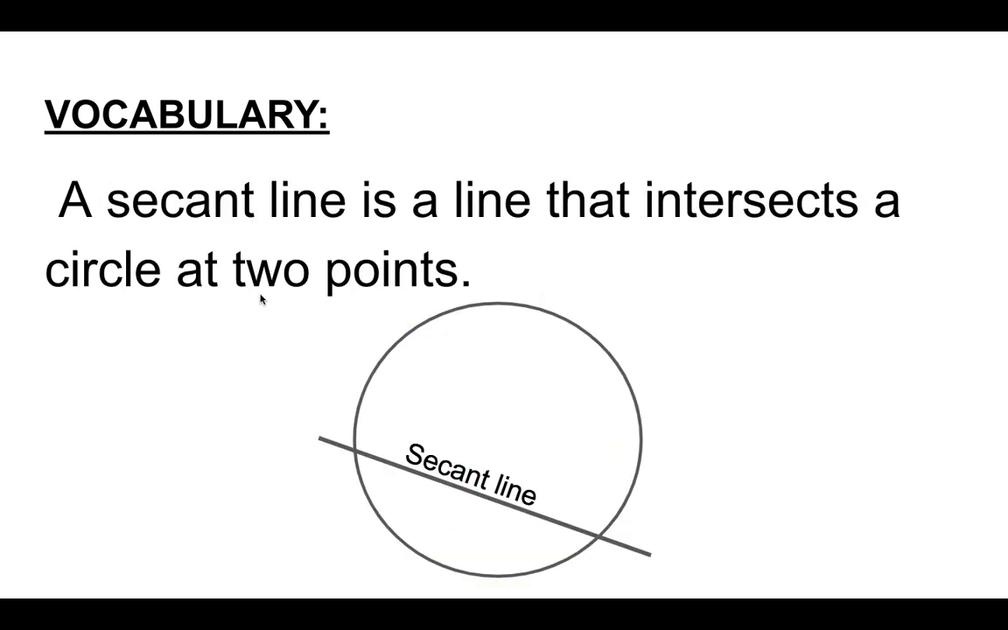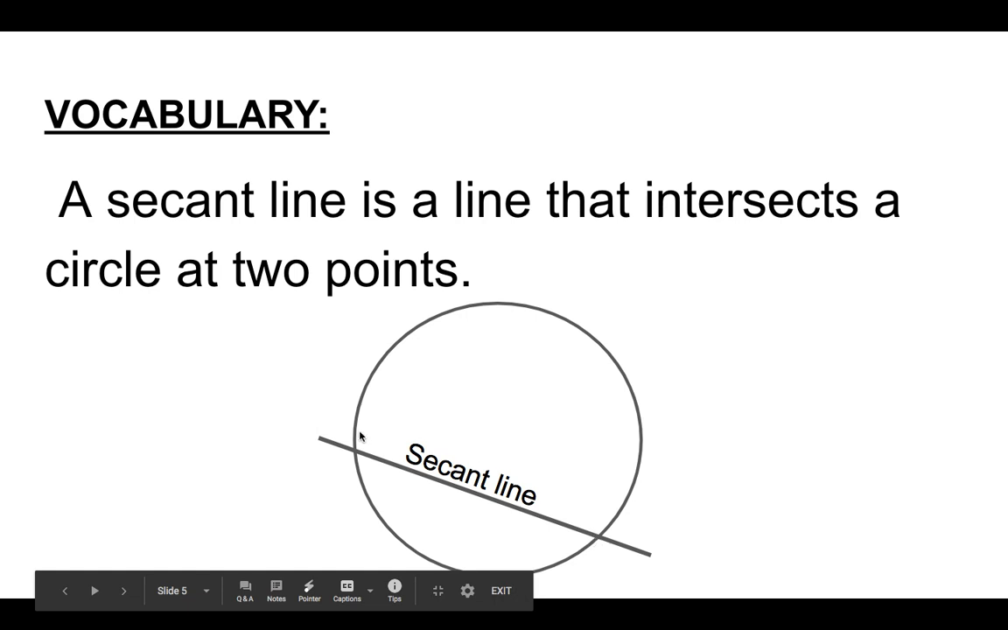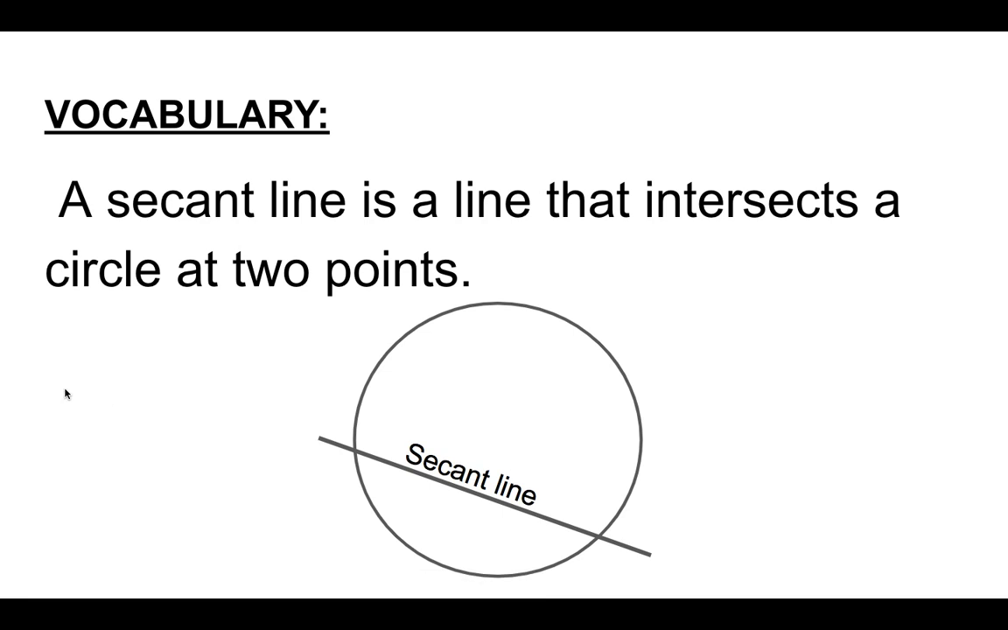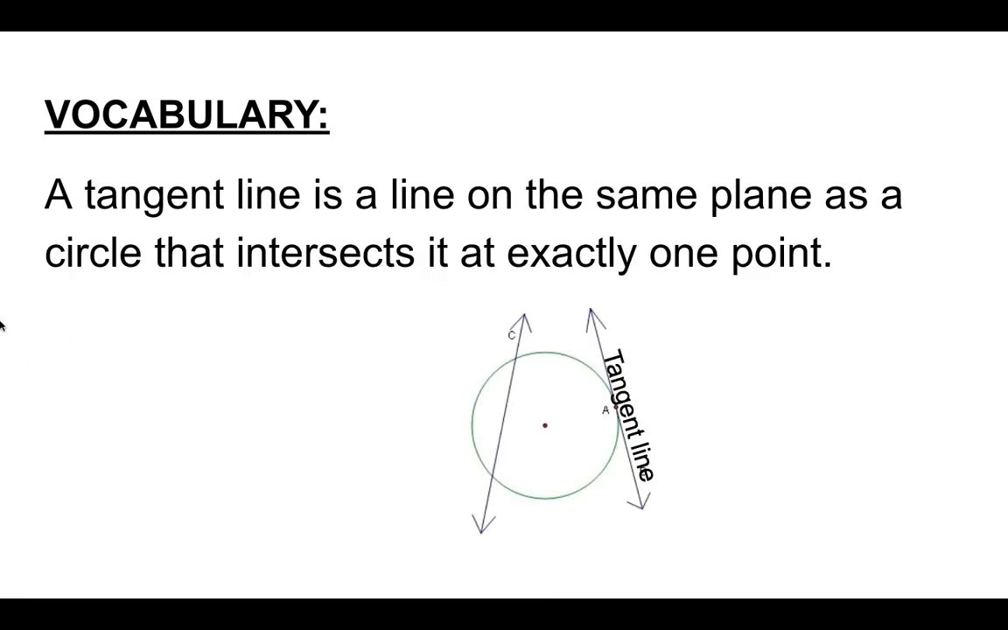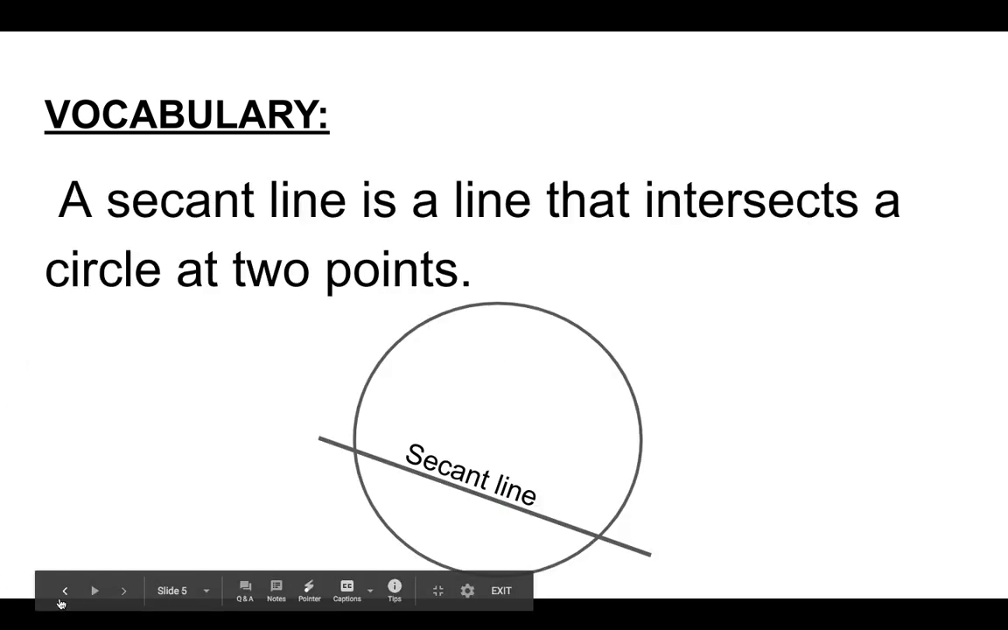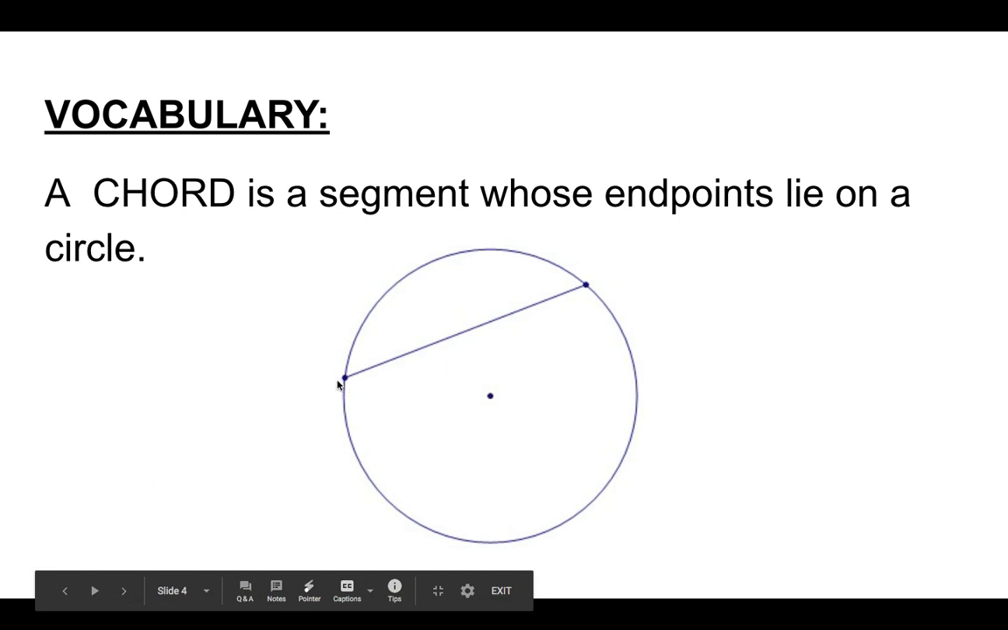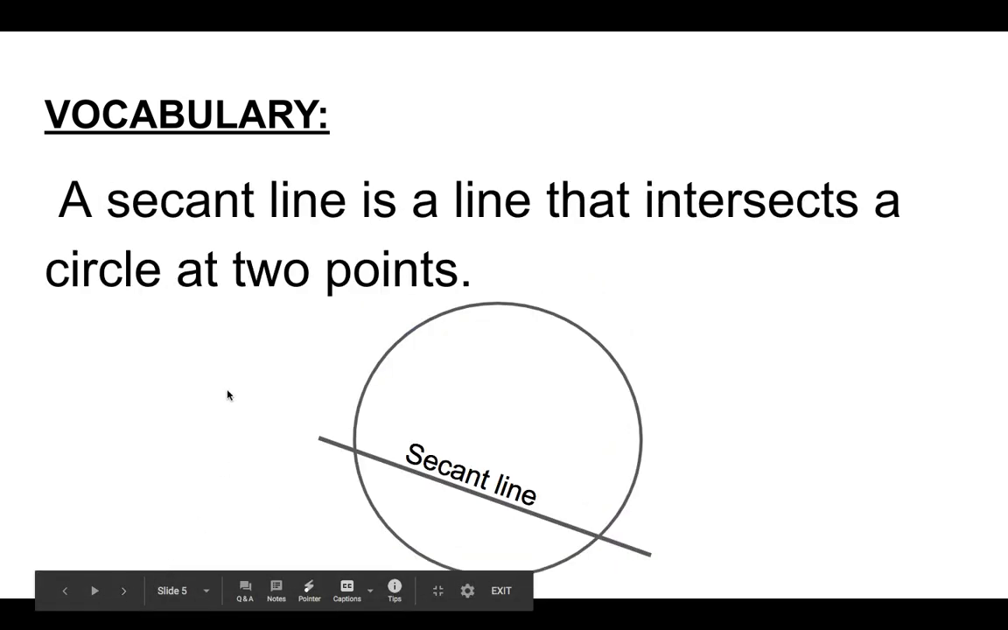And then a secant line is a line that intersects a circle at 2 points. Notice the secant line is touching the circle at this point here and then this point here, but it extends out further than the circle itself. Notice with the chord, let's go back, that line segment ended at each point where it lay on the circle, versus a secant line, which is a line that extends out past the points of the circle.